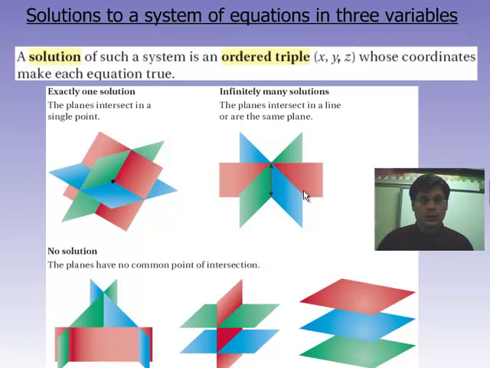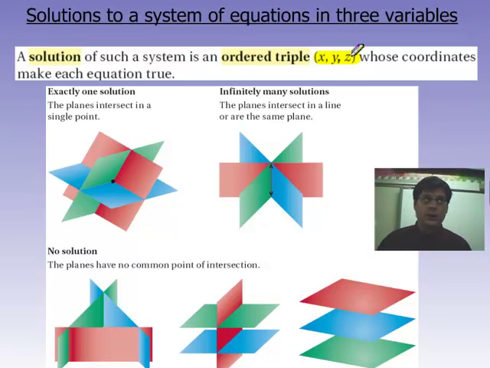Welcome back. We're going to be talking about solving systems of equations in three variables. So we're expanding from just x and y to x, y, and z. And a solution for something that has three variables is going to be called a triple, which is going to look like x, y, and z, like so.